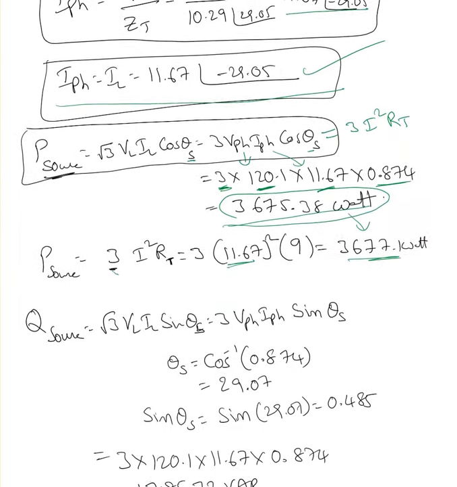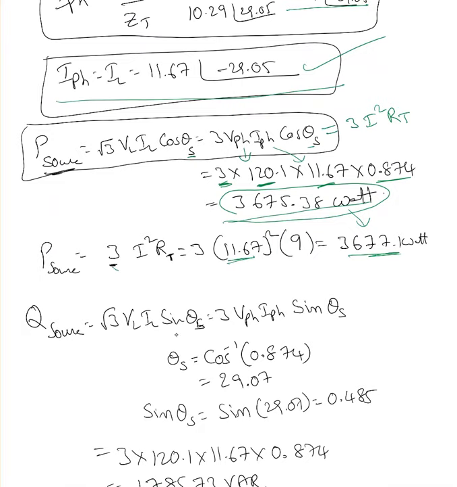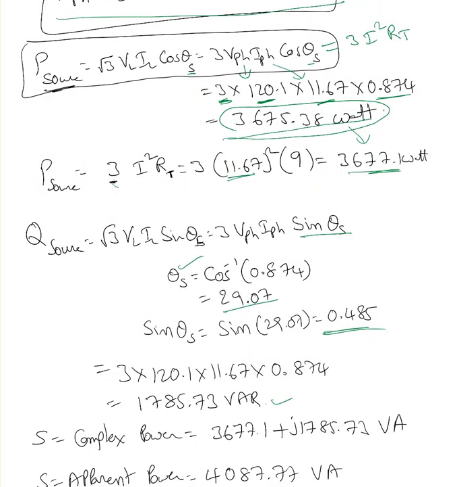Now Q source is square root 3 times VL IL sin theta source. Theta S we already know from cos inverse of 0.874, which is 29.07. Sin theta S is sin 29.07, which is 0.485. From this I found Q source.